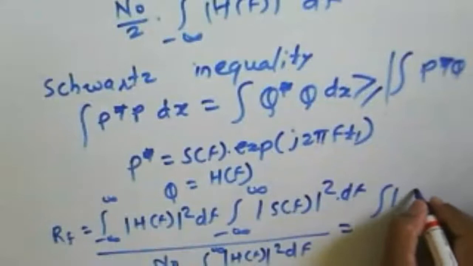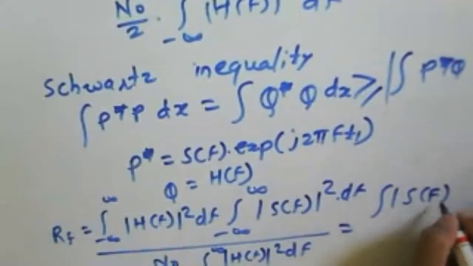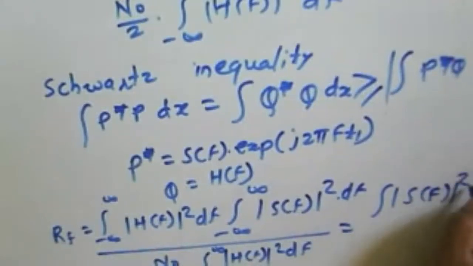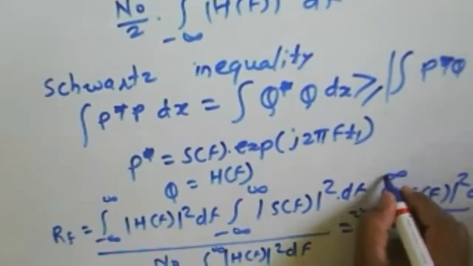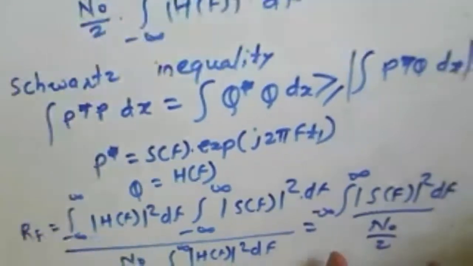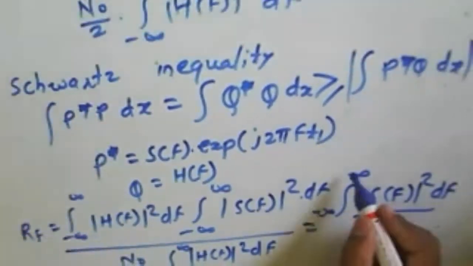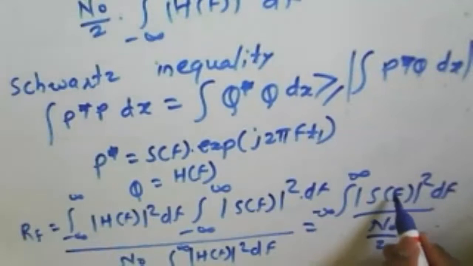So we have S of f squared df divided by n0 by 2, from minus infinity to plus infinity. This is the final equation, defined in terms of the energy required. That's why the integral of S of f squared is nothing but the energy.